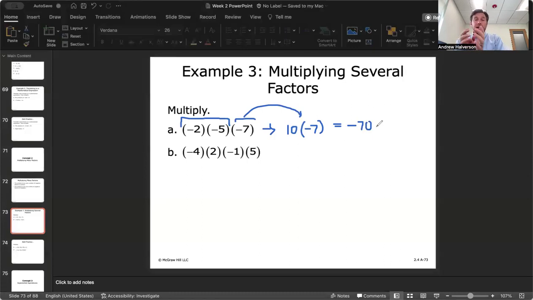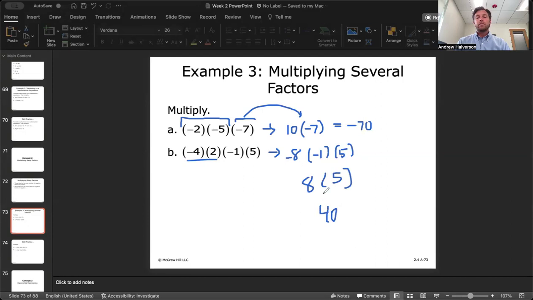So you have to break it into multiplying 2 numbers at a time. Similarly here, just move left to right. We do negative 4 times 2 first, and that gives us negative 8. Then bring over the negative 1 and the positive 5. Then negative 8 times negative 1 gives us a positive 8, and then bring down the positive 5. Finish with 8 times 5, and that gives us 40. And there it is, that's the answer for this one.